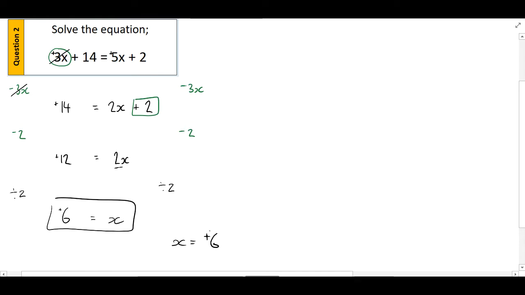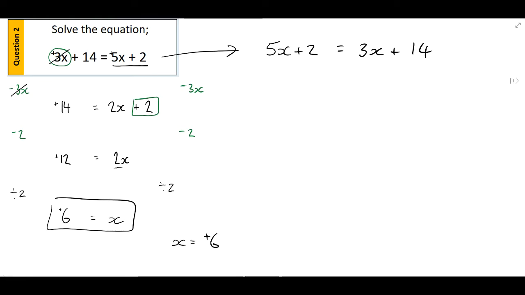If you would prefer, what you can do with these questions, the side with the fewest letters for this example was the left hand side. You could, if you wanted to, put this bit on the left hand side and 3x plus 14 on the right hand side. That might make it a little bit easier, because remember, equals means is the same as, so I can swap the two things around. But yeah, that's your solution. X equals 6.